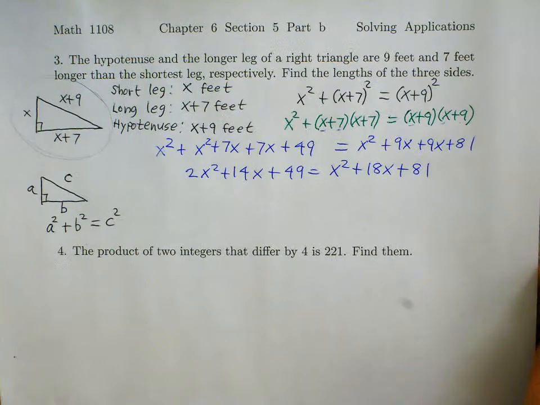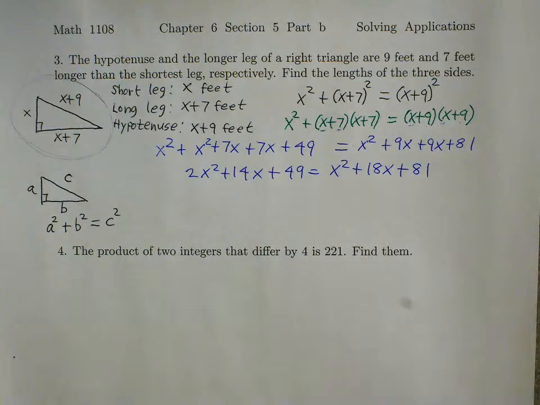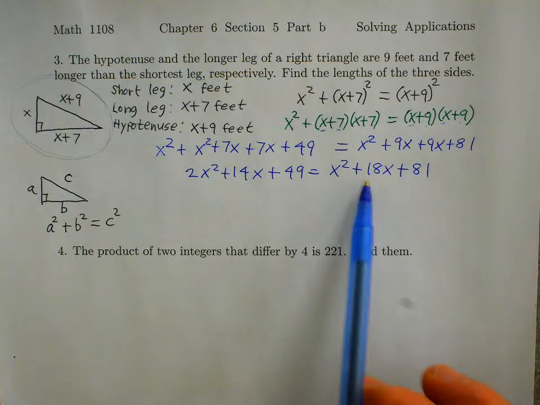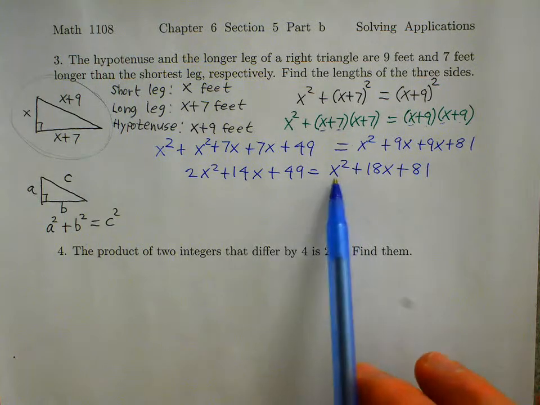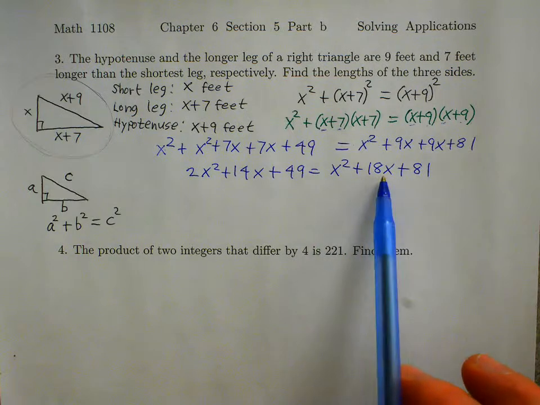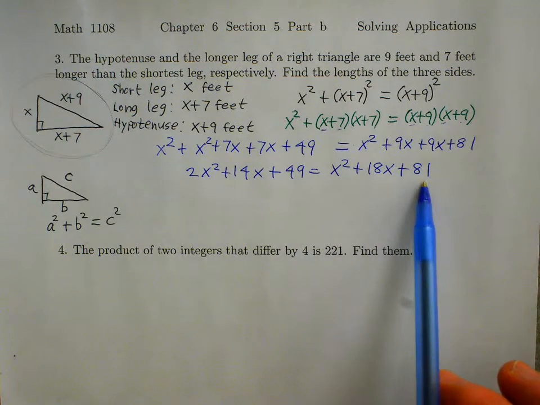Okay, we want to solve this equation, so what should we do now? So how have we been going about solving equations the last couple of days? We want one side to be 0. We don't have that yet. So we can make the right-hand side 0 if we subtract x squared from both sides, subtract 18x from both sides, and subtract 81 from both sides.